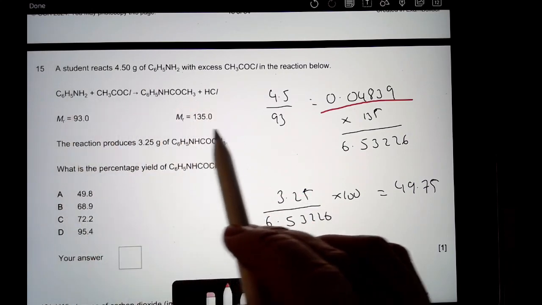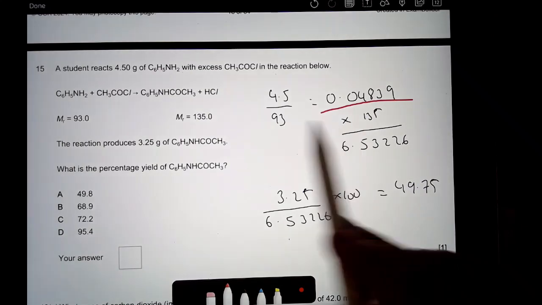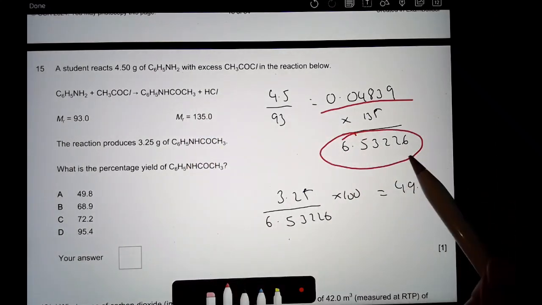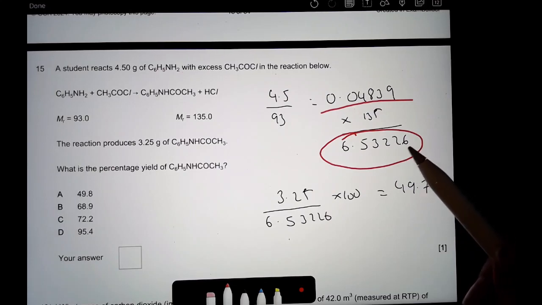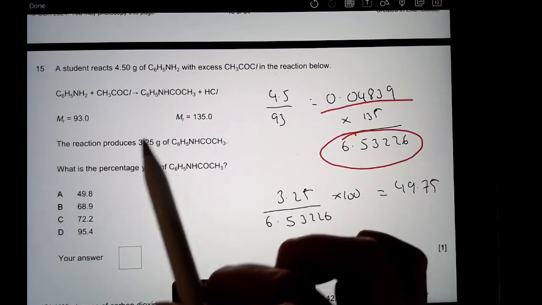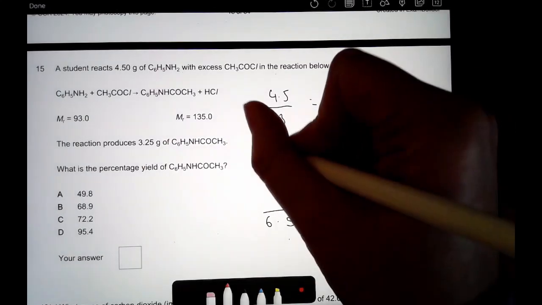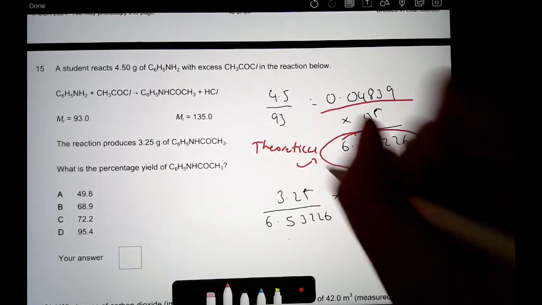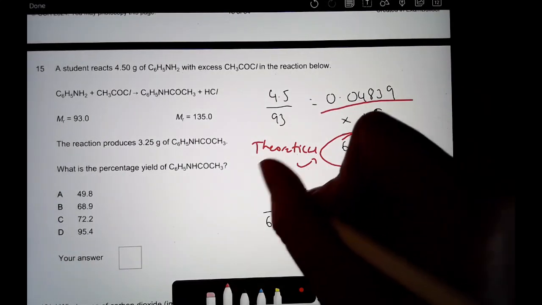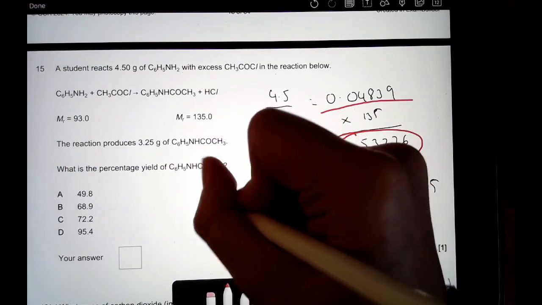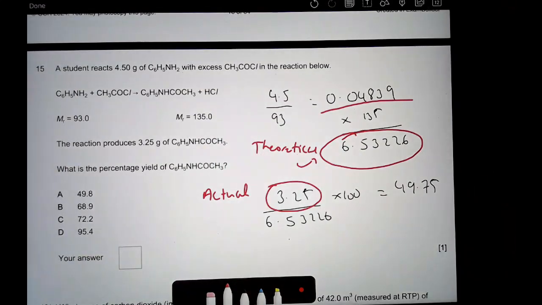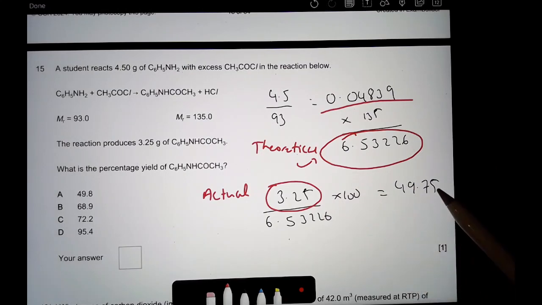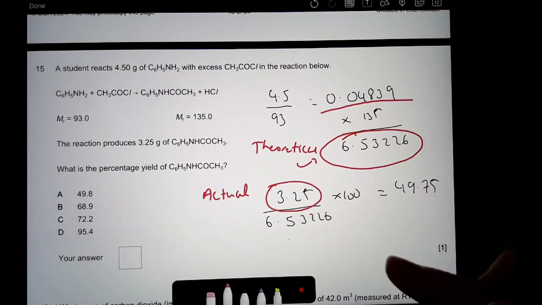They give you the formula mass of the product. So if you do moles times formula mass, this is the mass of the product that you should get using your moles table. However, they tell you that you don't get that mass, you actually only get 3.25. So this is your theoretical yield, how much you should get based on the amount of the starting material. And then this here is the actual yield, the amount that you actually get when you do the reaction. And to get the percentage yield, it's the actual divided by theoretical times 100, 49.75, which matches the answer for A, 49.8.